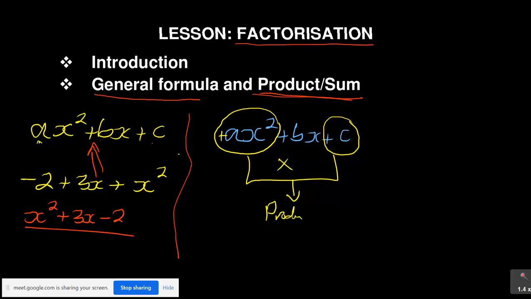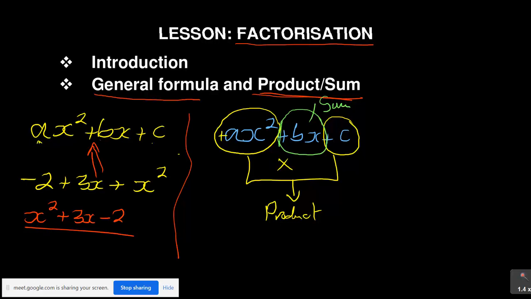Usually I call it P for product, and then the center one, which is plus bx, you can see what is the center here. This center one is called the sum. Are you with me? So we're going to use this part later.